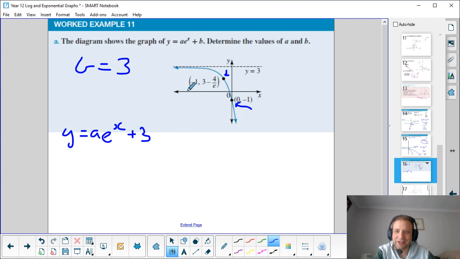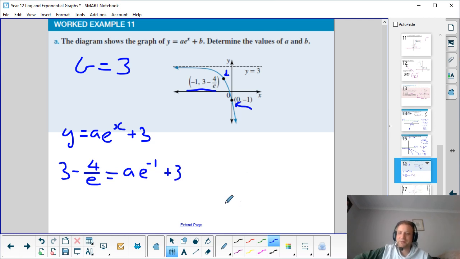So let's have a challenge and substitute this other coordinate in, just to get some practice again working with the letter e. We need to substitute the x coordinate for x and the y coordinate for y, and then we'll see what happens. Okay, so y is being turned into this thing, which is 3 subtract 4 on top of e. We have the letter A multiplying e to the power now of -1. And then we have a plus 3 over here.